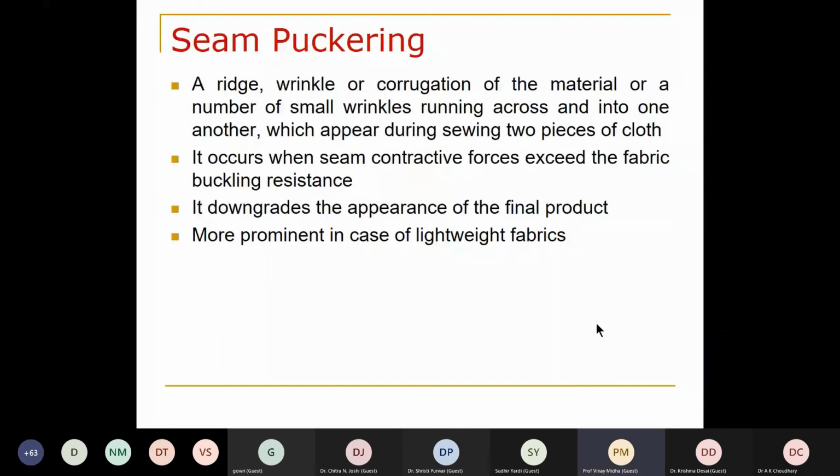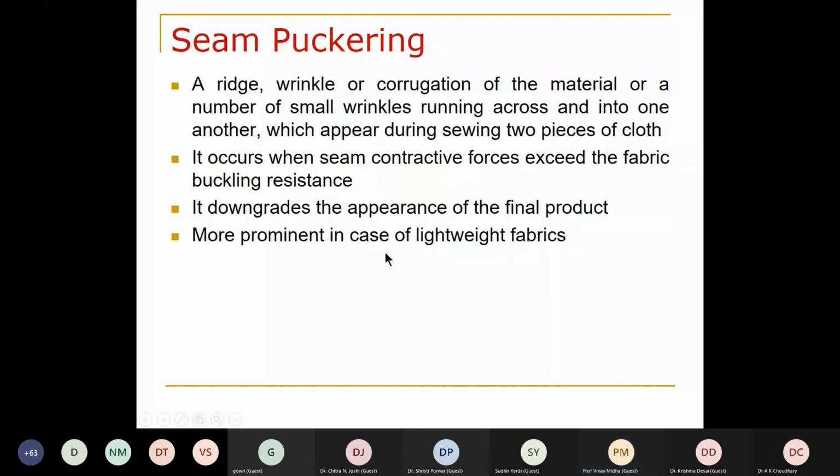Then the last parameter is the seam puckering. Puckering is the ridge or the wrinkle or corrugation of the material, or a number of small wrinkles running across and into one another, which appear during the sewing of two pieces of fabric. It occurs when the seam contractive forces exceed the fabric buckling resistance. They will downgrade the appearance of the final product and they will be more prominent in the case of lightweight fabrics.